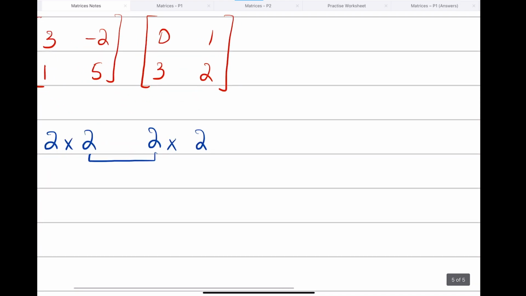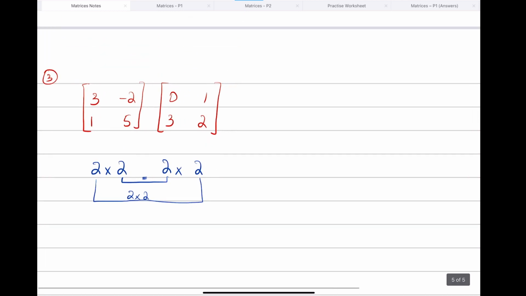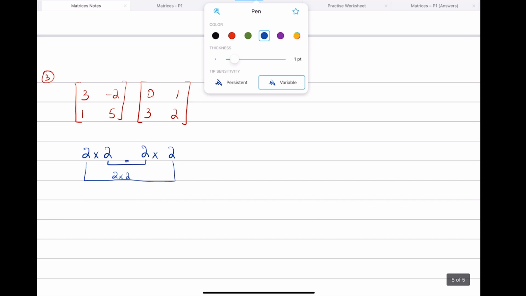Now the question is, what can we expect the order of the final matrix to be? That also has to be a 2 by 2 matrix. Now let's actually multiply the two and see what happens.